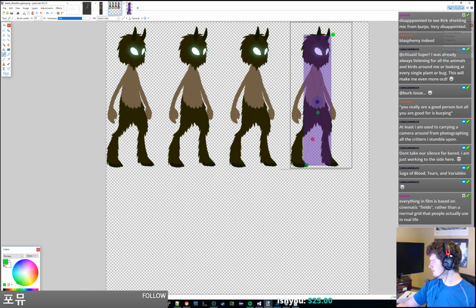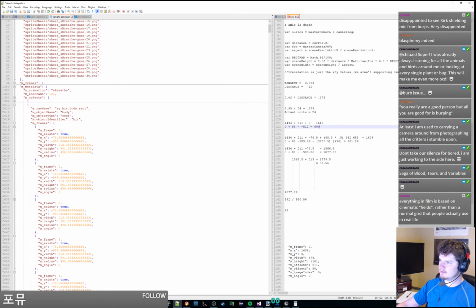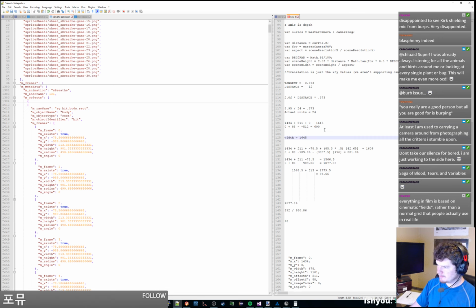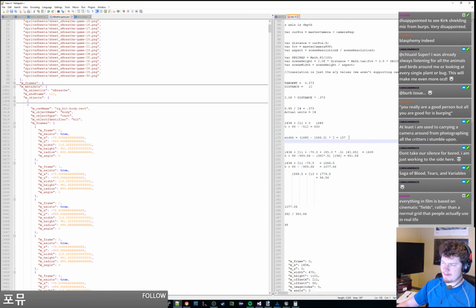And then we know the bottom left hand corner. Let's assume the bottom left hand corner is correct. That means the width should be minus 1566.5, multiplied by 2. So 1645 minus 1566.5 times 2 is 157. So 157 should be the actual width. And as a result, the height should also be 4.6 times that? The height should be 722.